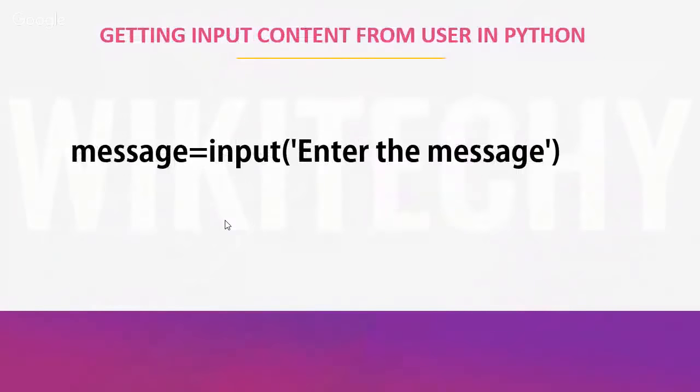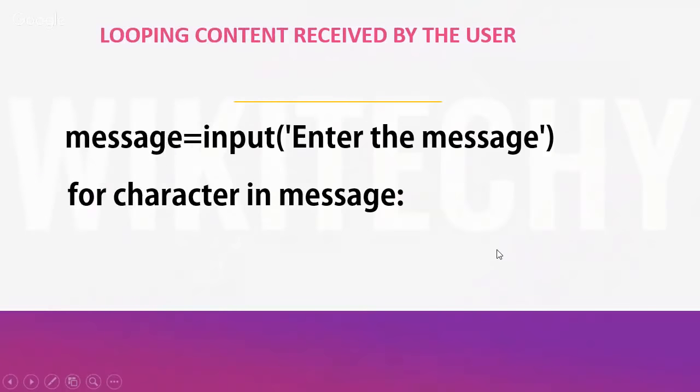Now let's see how we can get the input from the user. Over here, input, enter the message. Automatically, it will show the message 'enter the message' and ask for the input. If I give some data, it's stored in this particular variable, message. Now I got the message, and I want to traverse each and every character. In that case, I'll use a for loop: for character in the message. It will start traversing. That's how you traverse the content.